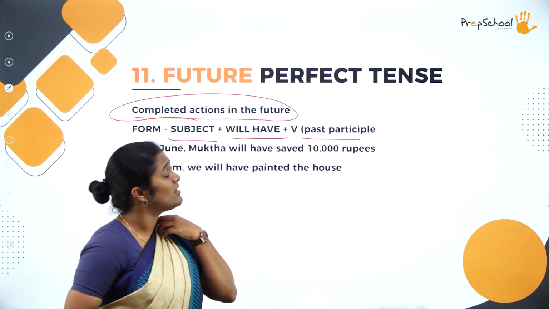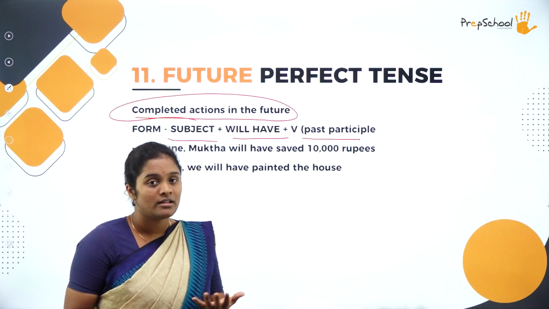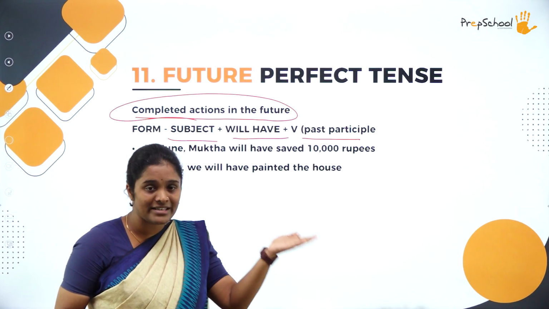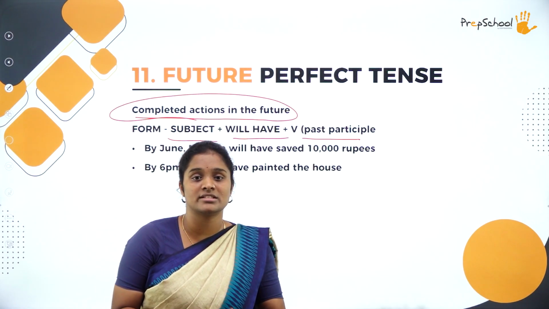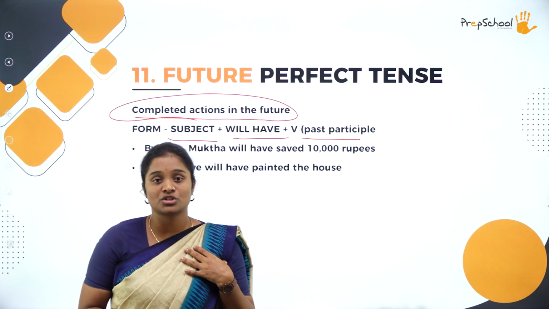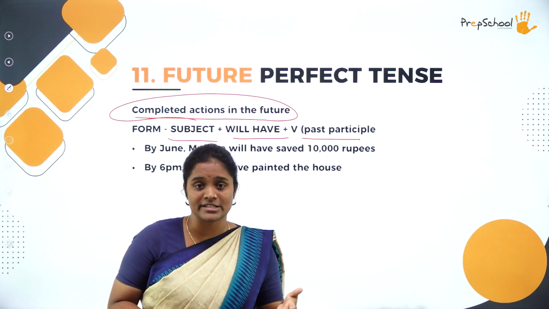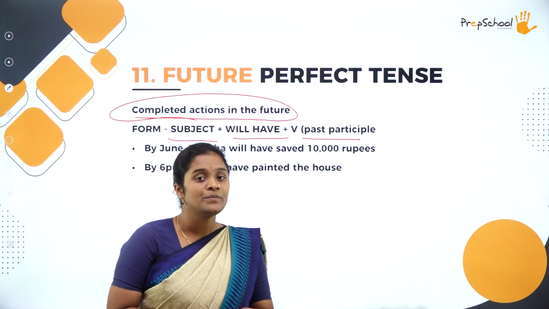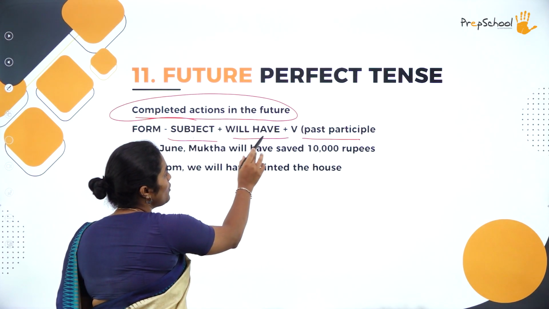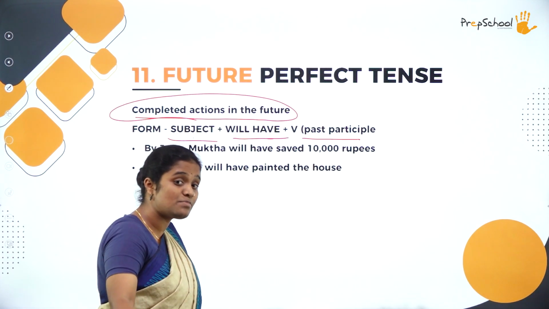It's not very common that you use future perfect tense or future perfect continuous tense in day-to-day conversation, or hardly in your written communication as well. However, it is good to know. Okay. So what is the format? Subject will have and verb in the past participle form.